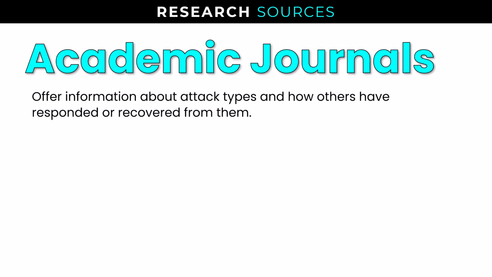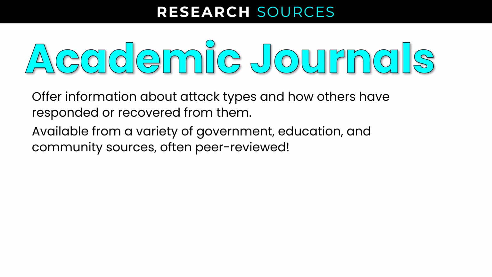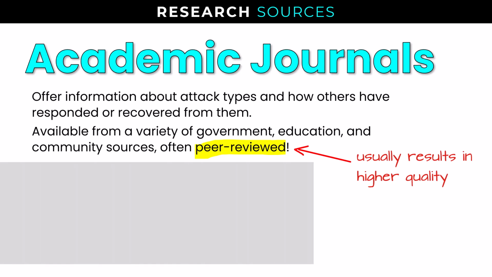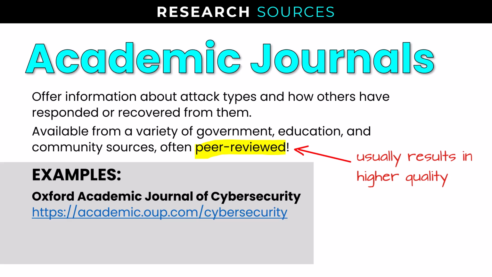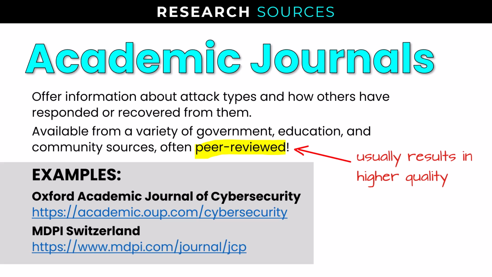Academic journals can be a great source of information. You can often find research and information about attack types and how others have responded to or recovered from them. And they're available from a variety of government, education, and community sources. And they're often peer-reviewed, which is significant in that usually results in a higher quality product. If it's been peer-reviewed and approved, then you can expect that the information is reliable, generally speaking. A couple of good sources for academic journals include the Oxford Academic Journal of Cybersecurity and MDPI of Switzerland.